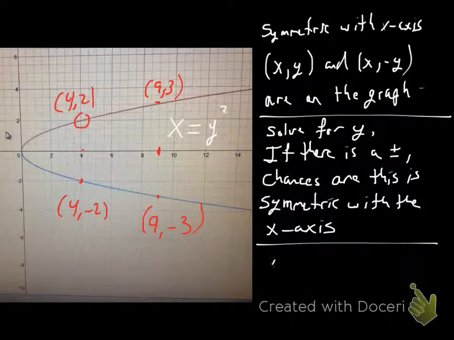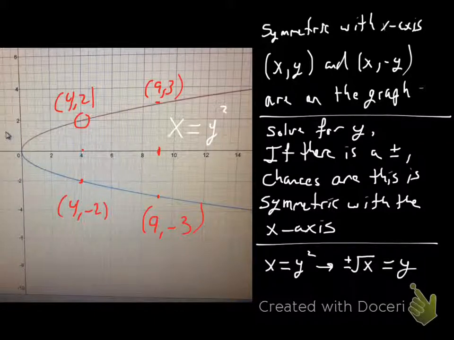So if we take the equation x equals y squared, if we square root both sides, we're going to get plus and minus square root of x is equal to y. And because we have that, if I plug in values for the x, I'm going to get two outputs. X is your input, y is your output. So if I plug in x is 4, square root of 4 is 2, and then we get plus and minus 2 as my two outputs. Okay, so that's odd, even, and symmetric with the x-axis. We'll see them again, and it just takes a bit of practice.